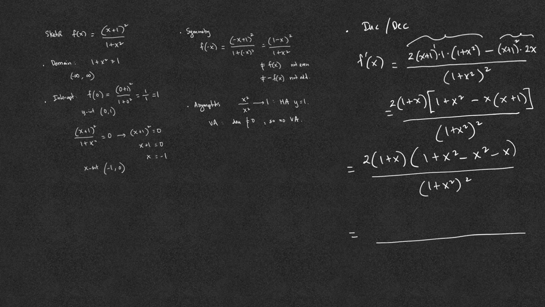Simplifying this, we have 2 times 1 plus x. x squared minus x squared is gone.